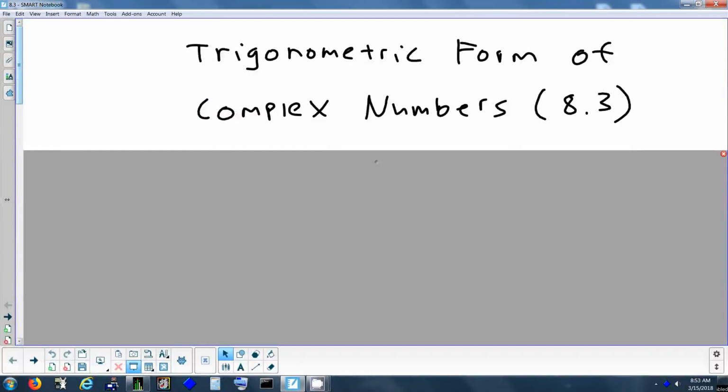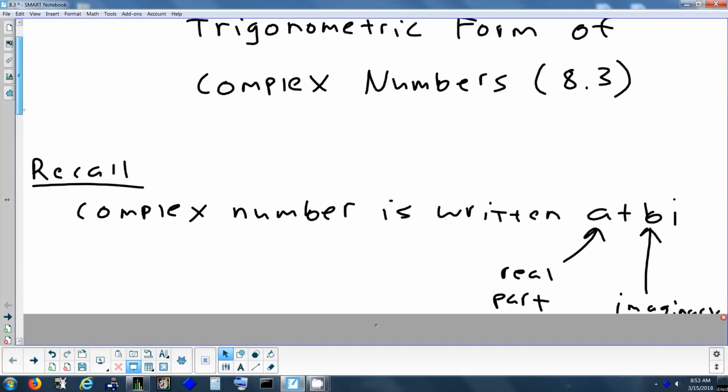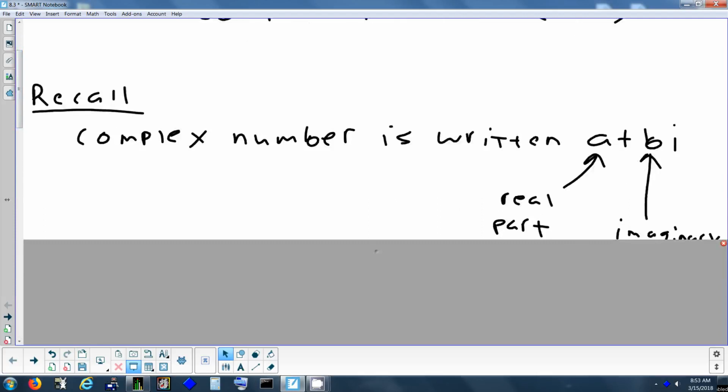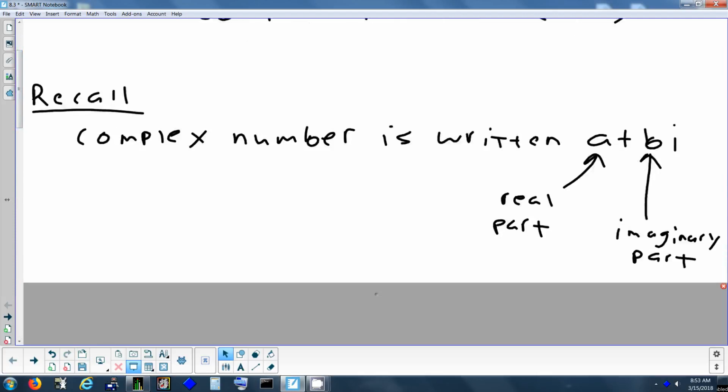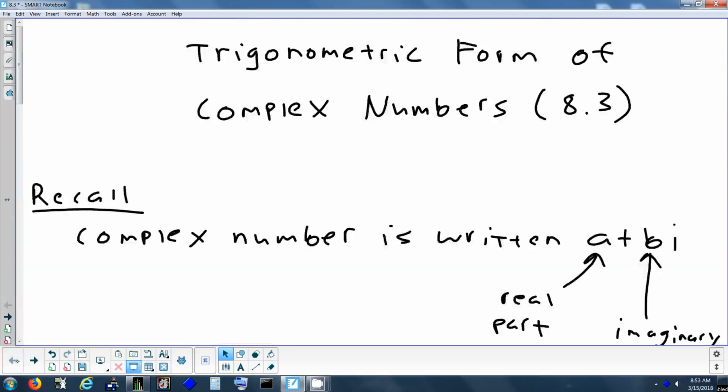I'll go over how we would multiply and divide the old way, using i squared and FOILing. This is going to be much better once we learn how to do it. Just as a reminder, how you write a complex number in standard form: real part plus or minus imaginary part. So something like that is standard form.